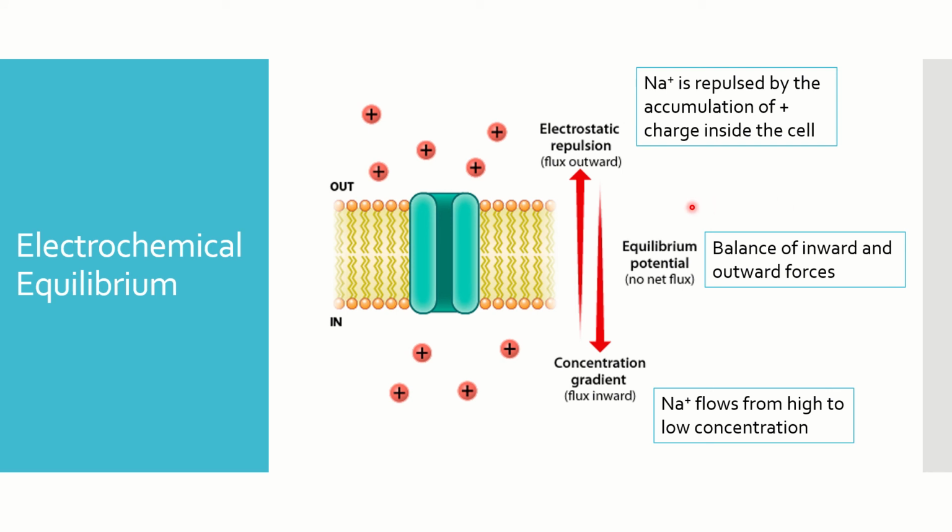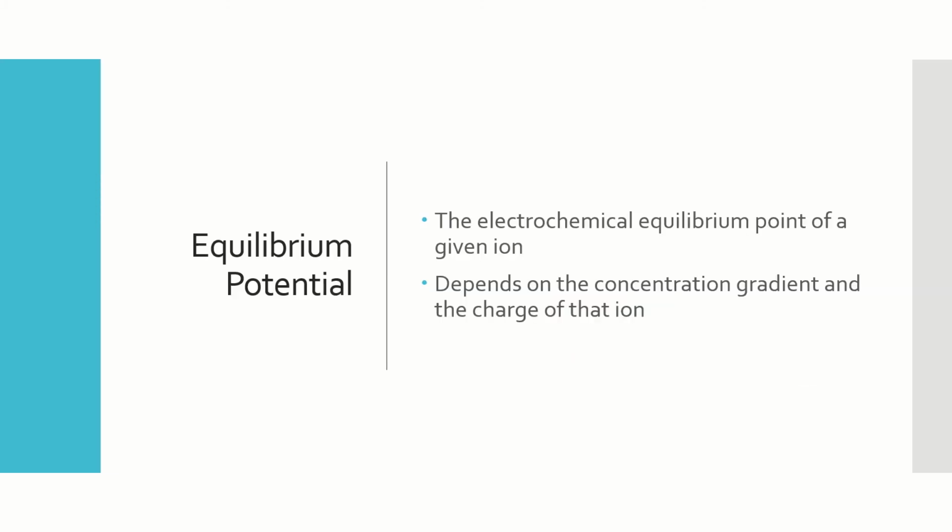The equilibrium, our electrochemical equilibrium, or our equilibrium potential, where there's no net movement of ions, is a balance of both the inward and the outward forces. So our equilibrium potential depends on the concentration gradient and the charge of any given ion that we're talking about. And so when we reach that point where electrochemical repulsion is not overcoming the gradient, and the gradient is not overcoming electrochemical repulsion, they're working together, they've reached an equilibrium. That is electrochemical equilibrium.